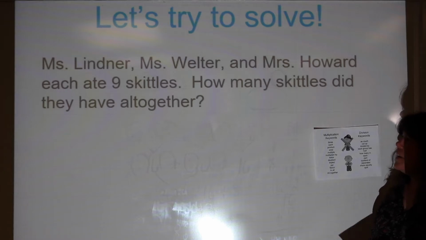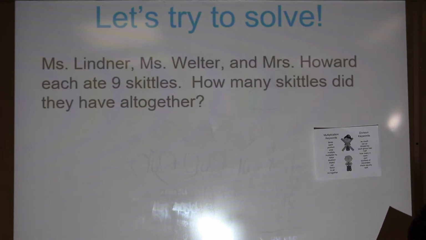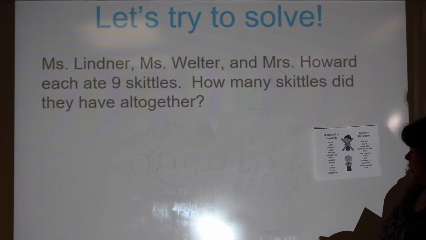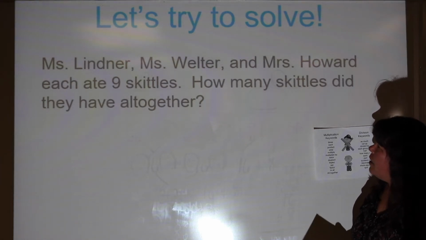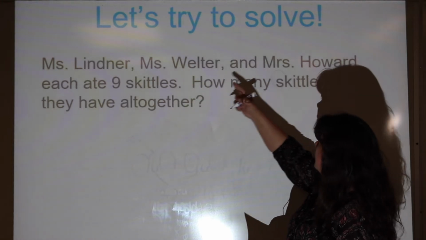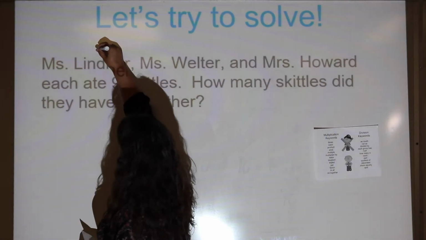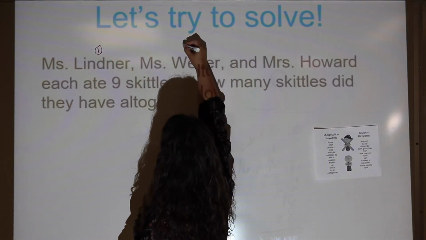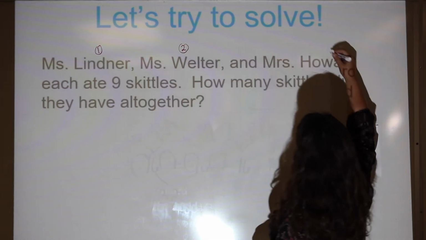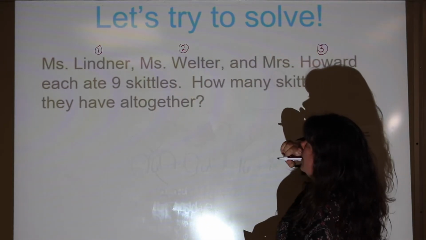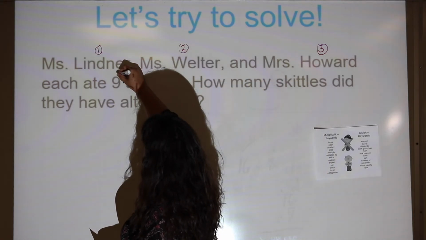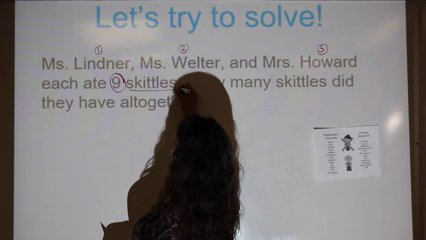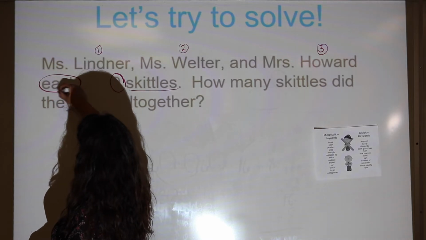All right, guys, so here's our next problem, another practice for us. Miss Linder, Miss Welter, and Miss Howard each ate 9 Skittles. How many Skittles did they have all together? All right, well, first of all, how many people do we have? We have 1, this is another person, 2, and here's another person. There's 3 people. And they each ate 9 Skittles.